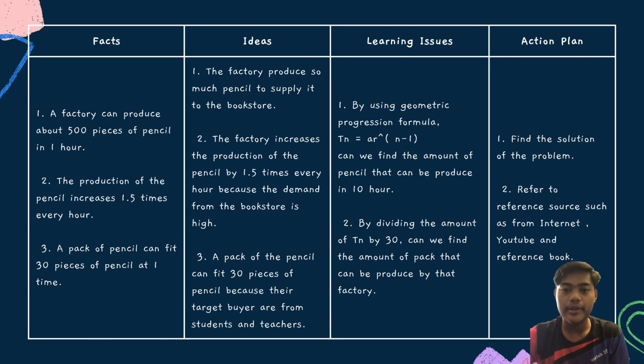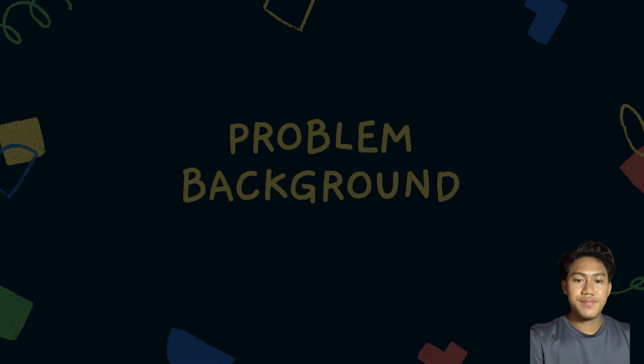The action plan in our table is: first, find the solution of the problem. Second, refer to reference sources such as the internet, YouTube and reference books.